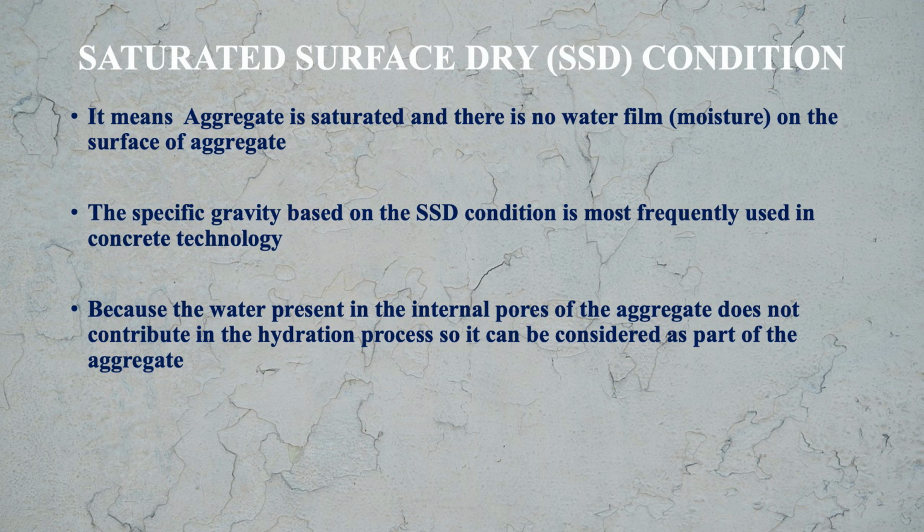Now, what is saturated surface dry condition? SSD means that the aggregate is saturated and there is no water film or moisture on the surface of the aggregate. Means the aggregate is saturated but it doesn't have any moisture on the surface of the aggregate. Then we call it a saturated surface dry condition.